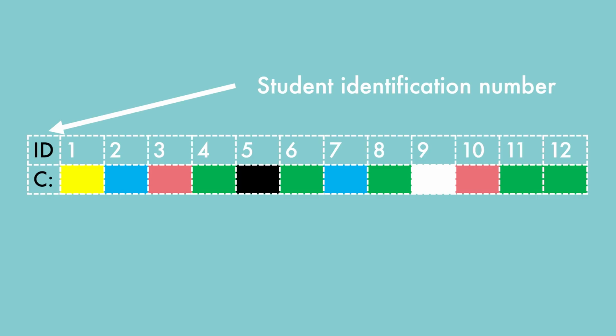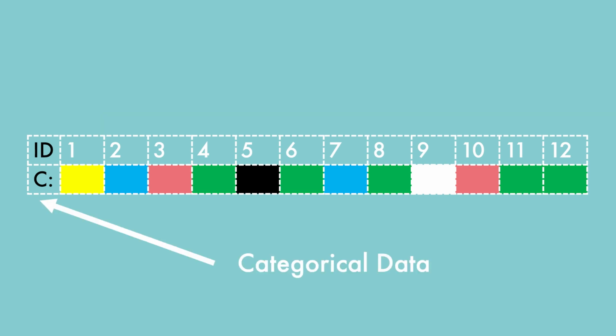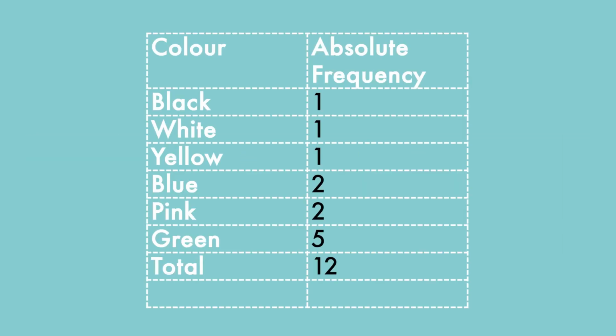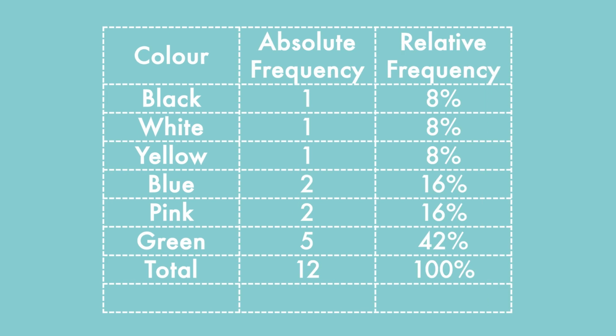Each student was identified by an identification number ranging from 1 to 12. We can analyze their categorical data with a frequency table. To do this, start by recording the number of times each color was chosen, that is, the absolute frequency of each color. Relative frequency is calculated by dividing the absolute frequency by the number of data points and multiplying by 100. The values are now in percentages. Clearly, the green color was the most chosen.